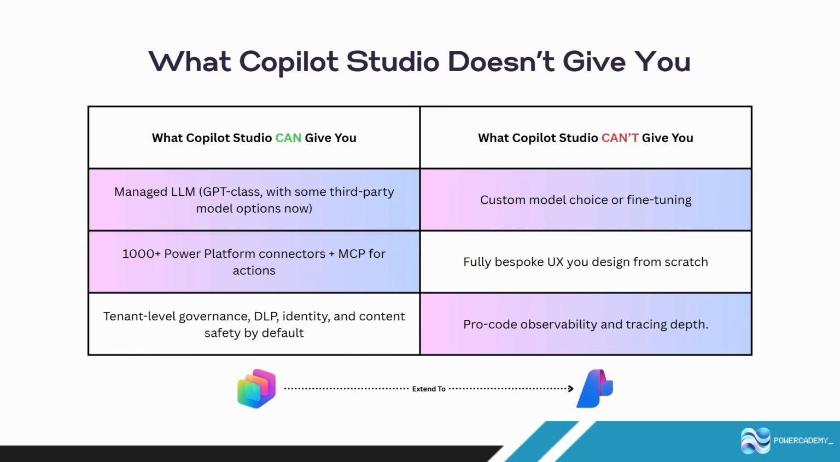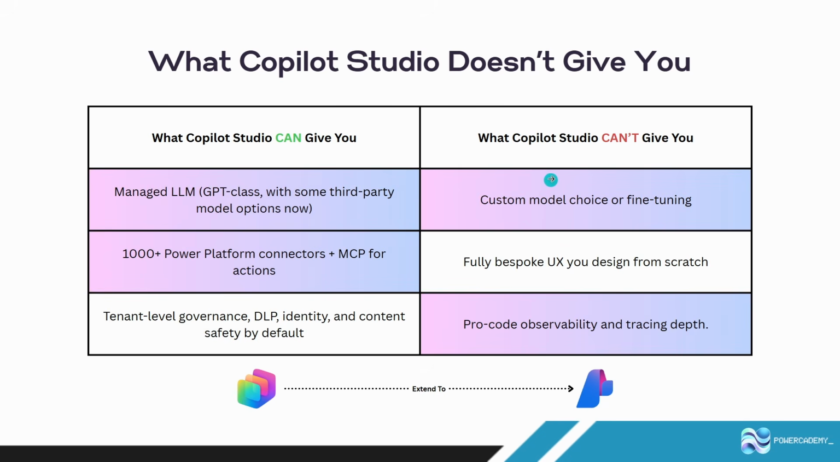Now I think it's important to consider what Copilot Studio can give you, of course, but also what it can't give you. So Copilot Studio works with managed large language models. So things like the GPT class, and now with some third-party options available like Anthropic's models, you kind of just have to deal with the models that Microsoft gives you for Copilot Studio. Of course, you have thousands of Power Platform and non-Power Platform related connectors and MCPs for actions all built in. If you don't know what MCPs are, don't worry, it's out of scope for this course, but it's going to be an important concept to conceptualize later on. And of course, built-in tenant-level governance and data loss prevention policies, all governed within the Power Platform admin center.